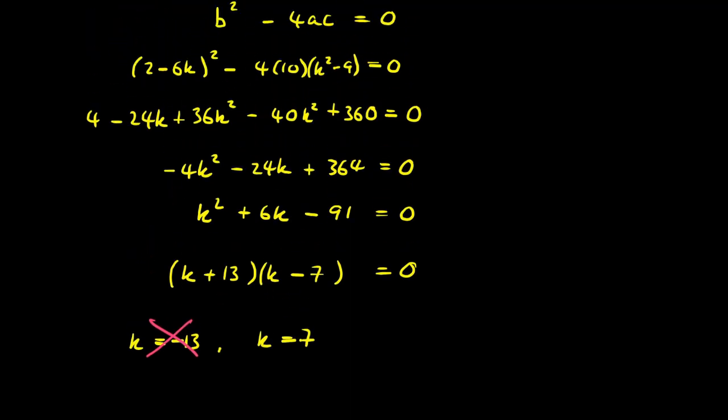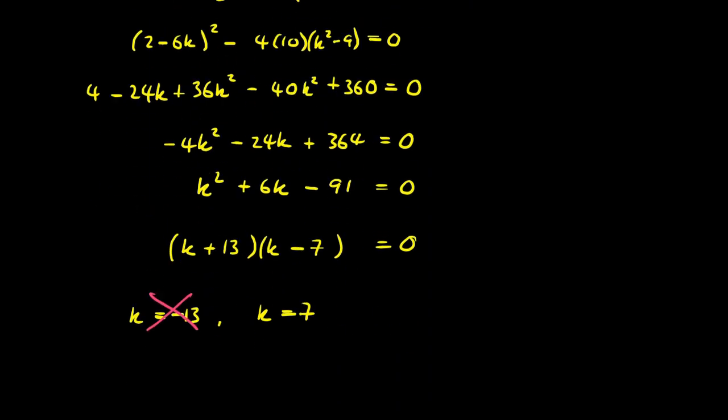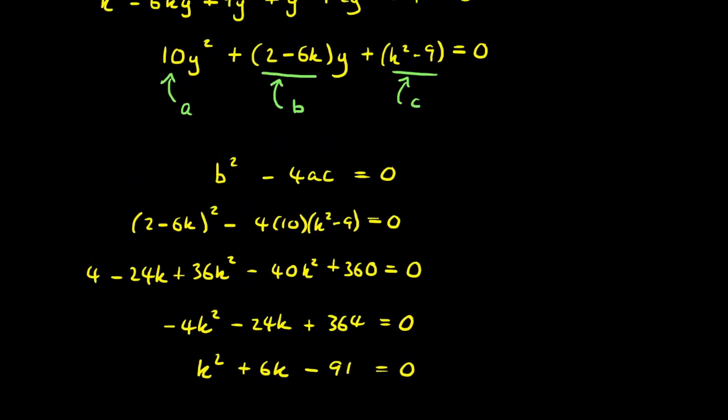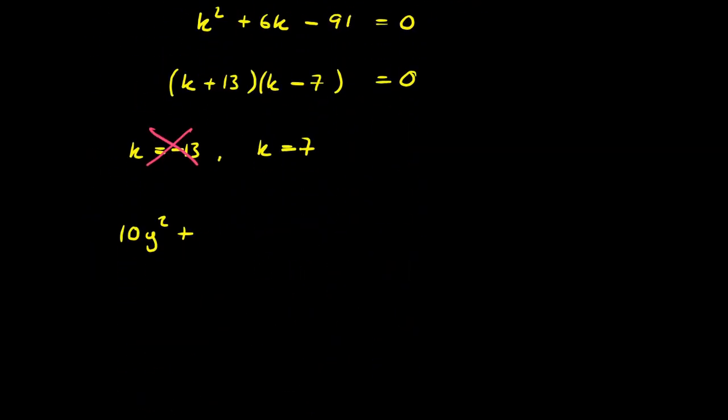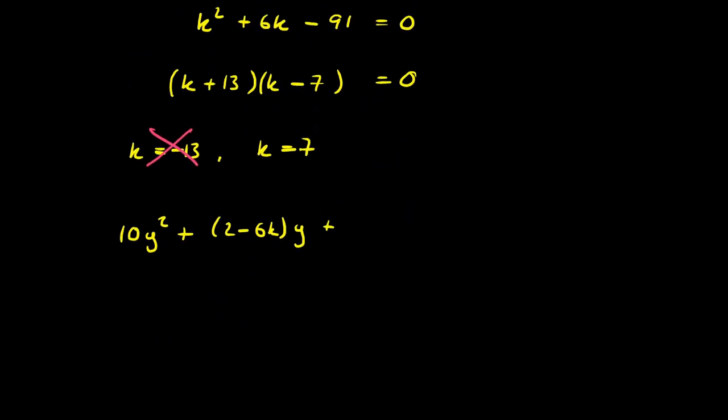Okay, so now let's go back up here. Here we had our quadratic from earlier. So we had 10y squared plus 2 minus 6k, y, plus k squared minus 9. So let's just repeat that. 10y squared plus 2 minus 6k, y, and then plus k squared minus 9 is equal to 0.